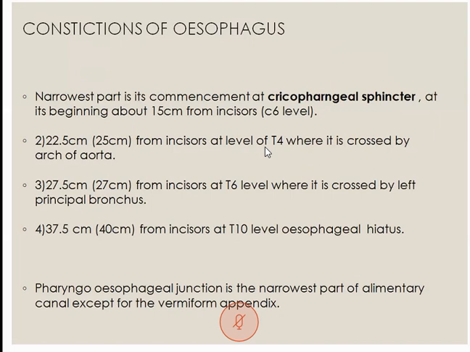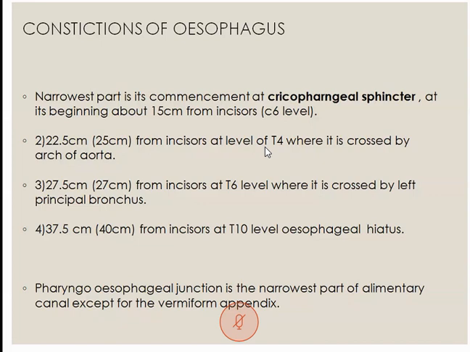We should know about the different constrictions. This is very commonly asked. What are the constrictions present in the oesophagus? The first constriction, the narrowest part, at its commencement is the cricopharyngeal sphincter. At the beginning, that is 15 centimeters from the incisors, the esophagus starts. But there is one constriction called the cricopharyngeal sphincter.